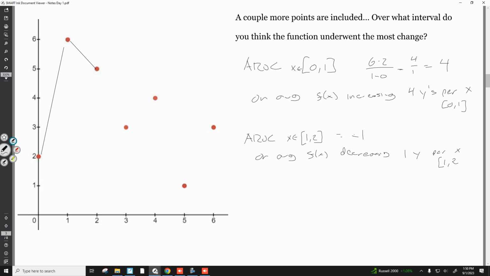All right, now here comes the question. We're done showing work. Now you're just going to do the analysis however you want to do. Over what interval do you think the function underwent the most change? Over what interval is the function changing the most? Go.